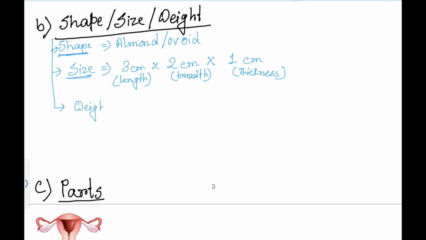Now coming to the weight. During reproductive age, the weight of the ovary is 5 to 10 grams. Each ovary is 5 to 10 grams. And you remember the color also. The color of a healthy ovary is purely white.